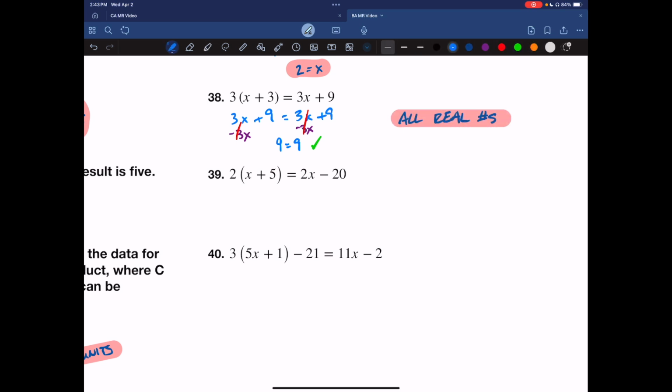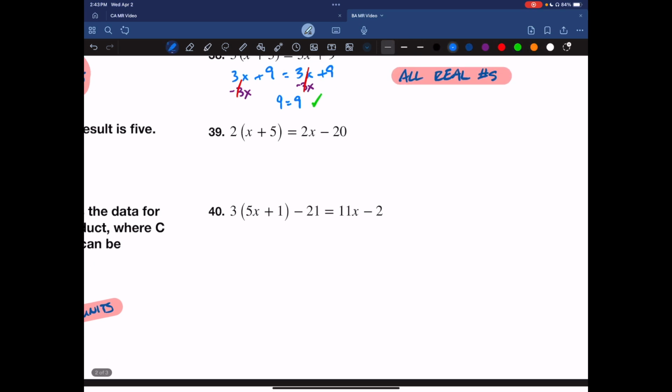Okay, let's see, 2x plus 10 equals 2x minus 20. Okay, again, I'm going to subtract 2x. All right, and you'll find these fall out. I'm left with 10 equals negative 20. All right, this is an example of a false statement. 10 does not equal negative 20, and so this is no solution. And you can spell it out, or you can say 0 with the line through it.